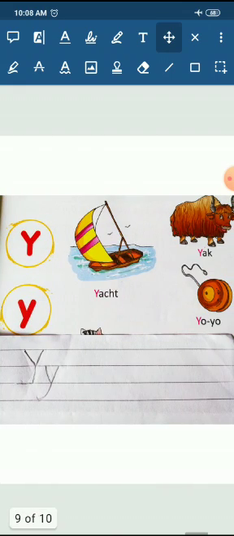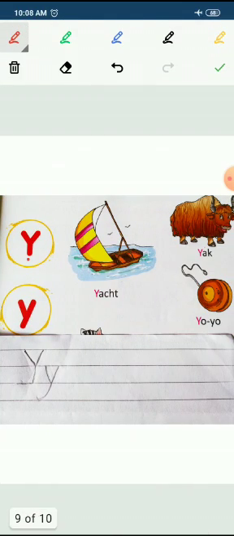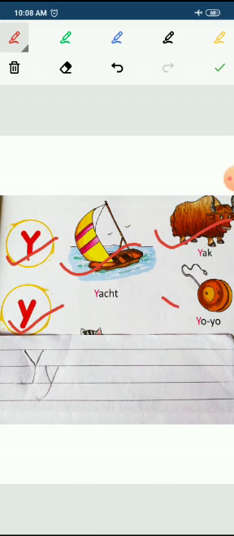Next letter is Y. This is capital Y and this is small y. This is a picture of a hen, this is a picture of an egg and this is yo-yo. Do you all like to play with yo-yo? Yes, na? I write here both letters, capital Y and small y. Capital Y also comes in the upper three lines and small y comes in the bottom three lines.